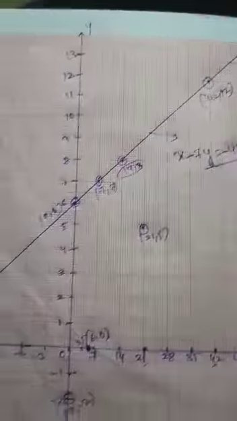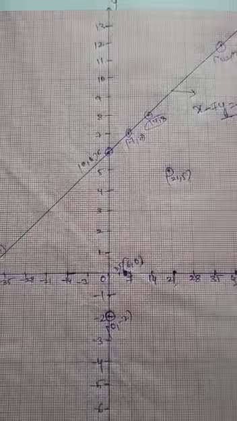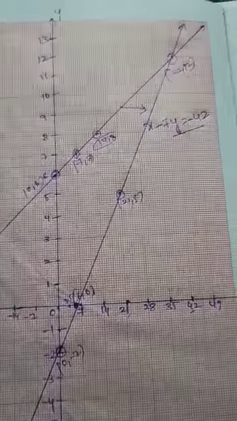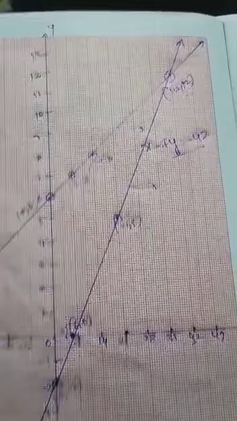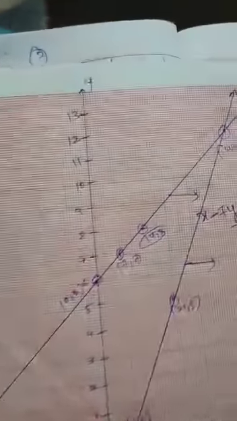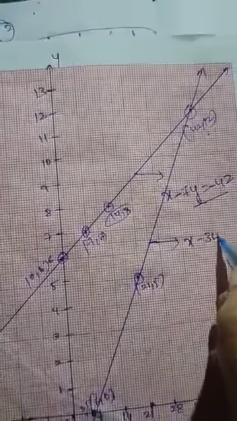Connect the points by using a scale. See this graph, we get a straight line. This line represents equation 2. Equation 2 is nothing but x minus 3y equal to 6.